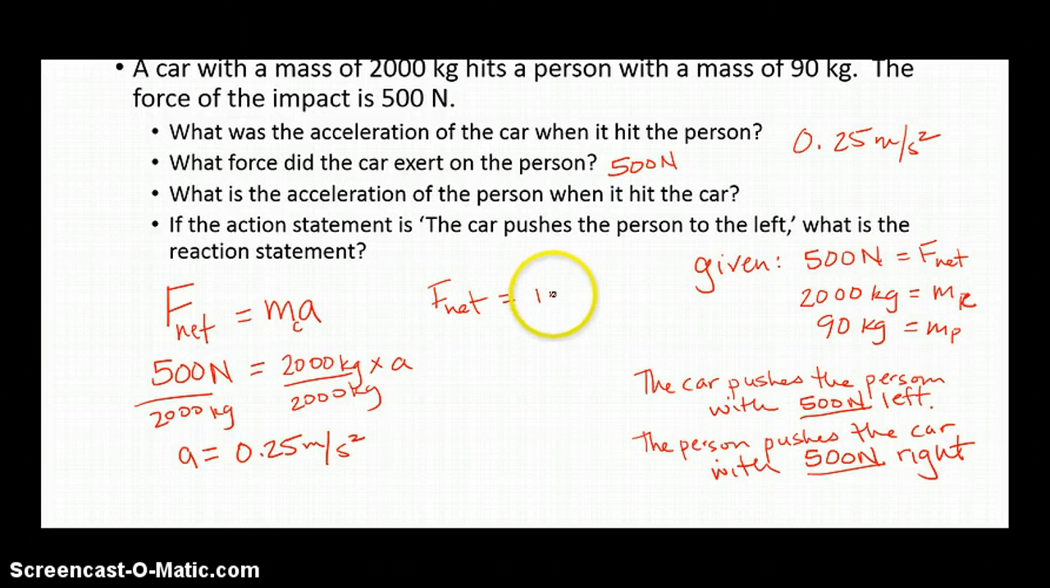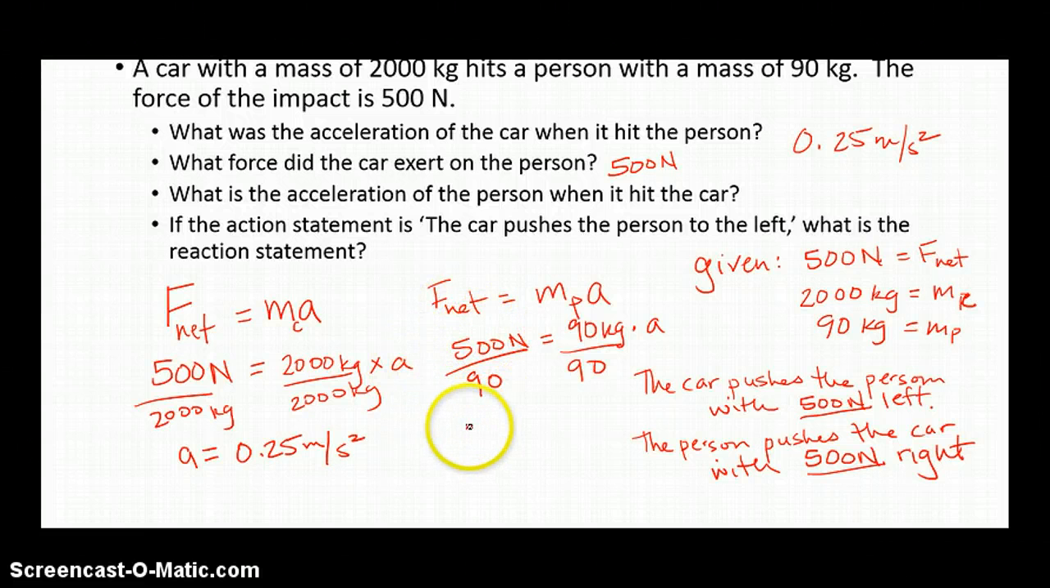This time instead of using the mass of the car, we use the mass of the person. We have 500 newtons of force. The mass of the person is 90 kilograms, and we're going to determine the acceleration. Here again, to get it by itself, I divide both sides by 90. When I do that, I get an acceleration of 5 meters per second squared.